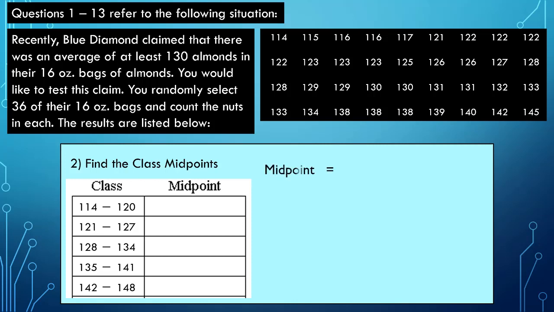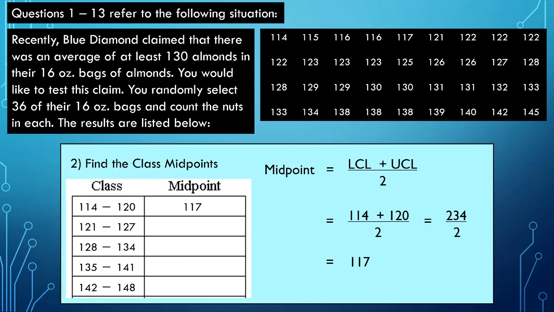The formula for finding a midpoint is that you take the lower class limit plus the upper class limit and divide by 2. It's the average of the two endpoints of the class. So we'll do the first class here, 114 plus 120 over 2, which is 234 over 2, which is 117. So my first midpoint is 117. Now you could go ahead and do this for all the other classes, but you can also use the class width just like we did with the lower class limits and the upper class limits. So I'm going to do that.